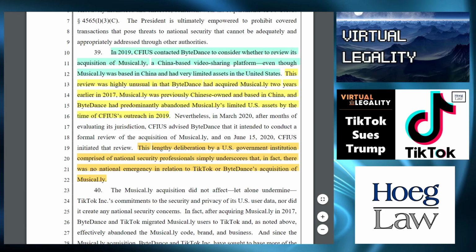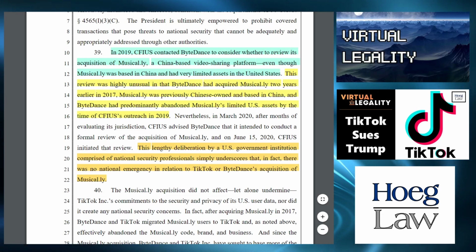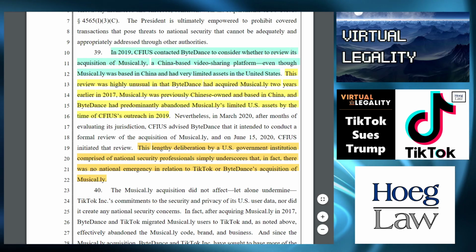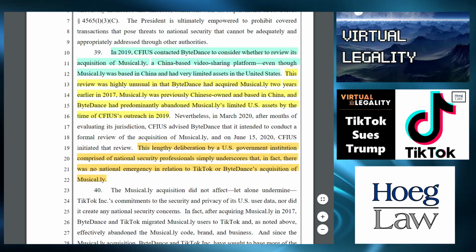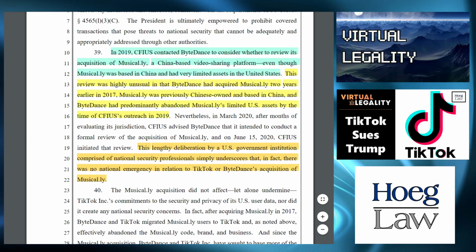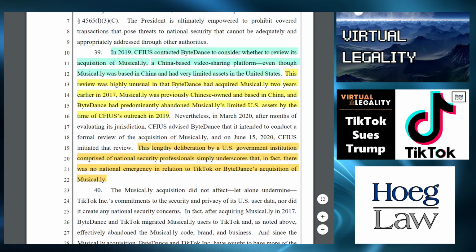Nevertheless, in March 2020, after months of evaluating its jurisdiction, CFIUS advised ByteDance that it intended to conduct a formal review of the acquisition, and on June 15, 2020, CFIUS initiated that review. This lengthy deliberation by a U.S. government institution comprised of national security professionals simply underscores that, in fact, there was no national emergency in relation to TikTok or ByteDance's acquisition of Musical.ly. Now, this is a kind of bless your heart kind of statement from my part here.